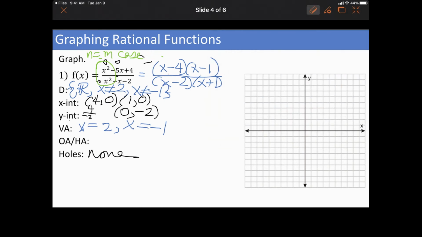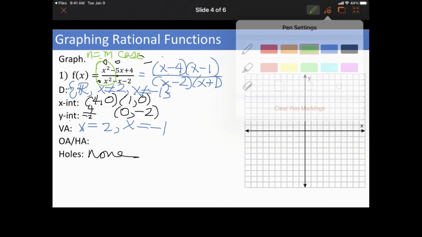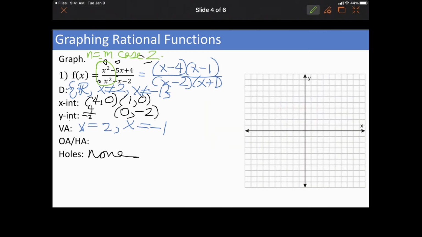So that is a and b, which is horizontal asymptote. a and b is 1. a over b is 1 over 1. That's 1. Okay. And go graph. Don't forget your scale. Vertical asymptotes at 2, negative 1. Horizontal at 1.